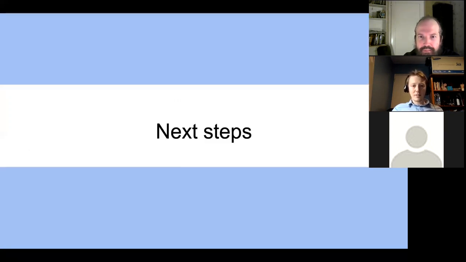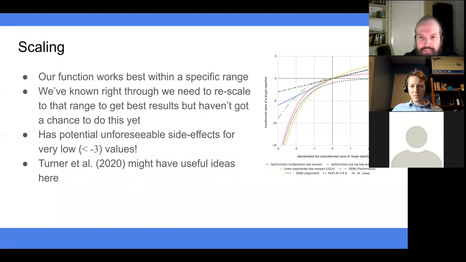So where do we want to go next? Our function works best within a specific range, and in particular, we designed it to work within an approximate range of a typical z-score from -3 to 3. And as you can see, a lot of those functions get exponentially worse as you continue to go negative. So past values of 3 or -3, there are some unforeseeable side effects where any change at all is going to be pretty overwhelming to the algorithm. And Alexander Turner's work on scaling in a multi-objective setting might be quite useful for us in working that out.